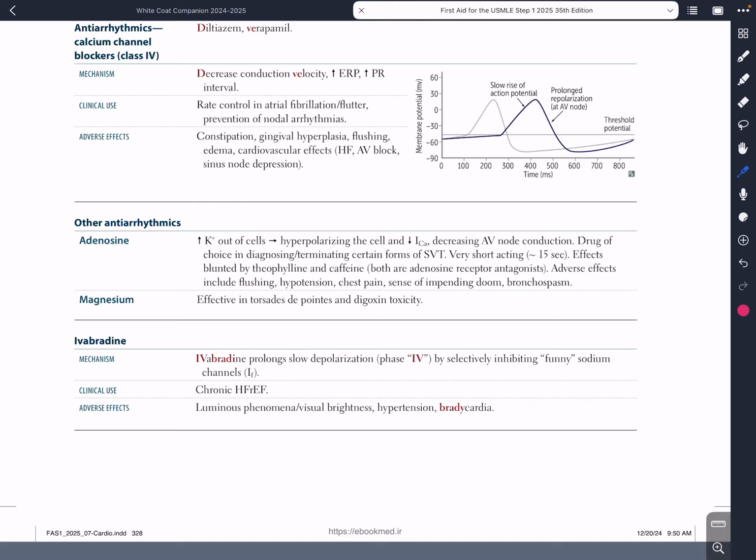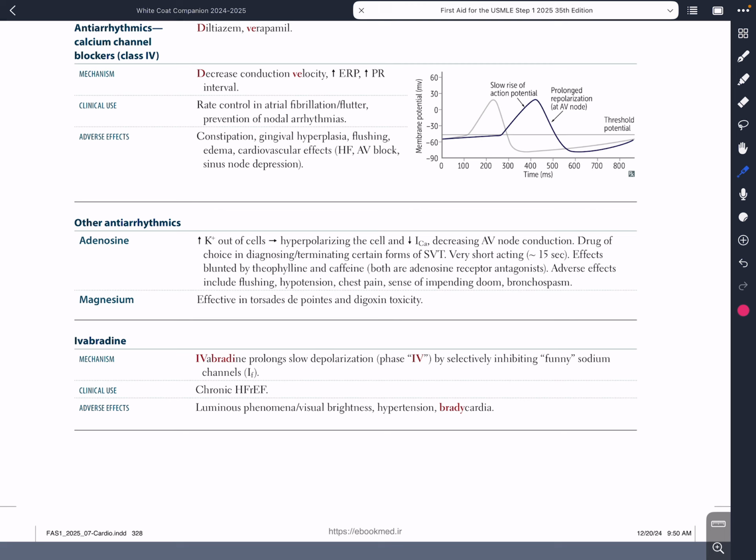Adverse effects of adenosine: it causes flushing, hypotension, chest pain, and a sense of impending doom or bronchospasm. So be careful of giving adenosine in COPD patients. Never, ever give adenosine to a COPD patient. They may go into severe bronchospasm.